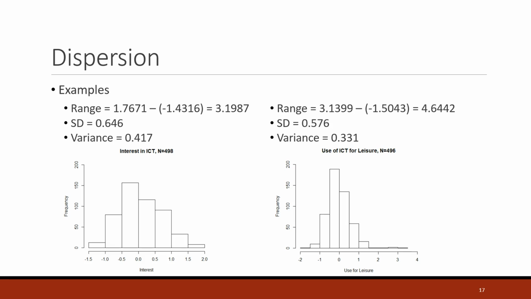The standard deviation is 0.576, and the variance is again the square of that, 0.331. And both of these variables happen to be measured on the same scale. It's the latent trait scale from IRT, or item response theory analysis. So if we look at the range, we can see that the use of ICT for leisure variable has a somewhat wider range than does the interest variable, while the interest variable actually shows a bit more variability or variance than does the use of ICT for leisure variable.